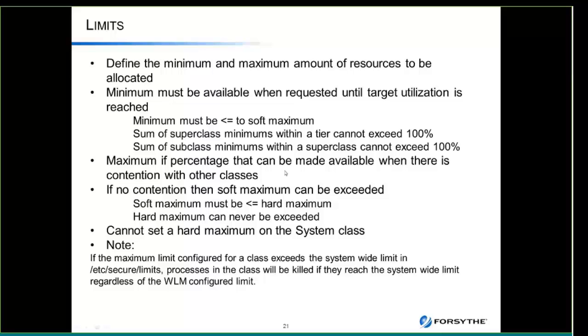And by the way, I've got a note down the bottom. There's a /etc/security/limits file, which is a system-wide limit file for memory and so on. If the maximum limit that I specify in this limits file exceeds the etc security limits, the system-wide limit will overrule it, and so processes will be killed if they reach the system-wide limit, regardless of what WLM has configured. So you never get to exceed the hard-coded system-wide limits. On most database systems, we tend to make those unlimited, but it's just something to watch out for.